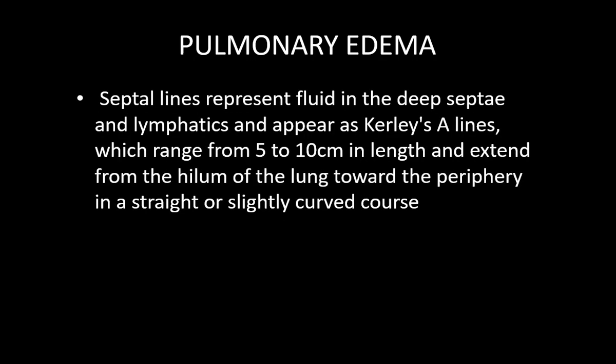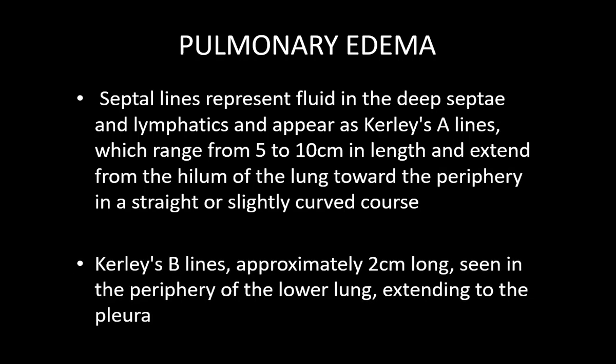And you all know about Kerley A lines and Kerley B lines. They represent interstitial edema. Kerley A lines range from 5 to 10 centimeters and extend from the hilum of the lung to the periphery. Whereas Kerley B lines are relatively small, about 2 centimeters, seen in the periphery and extending to the pleura. There are Kerley C lines also, which are multiple small septal lines seen throughout the lung.